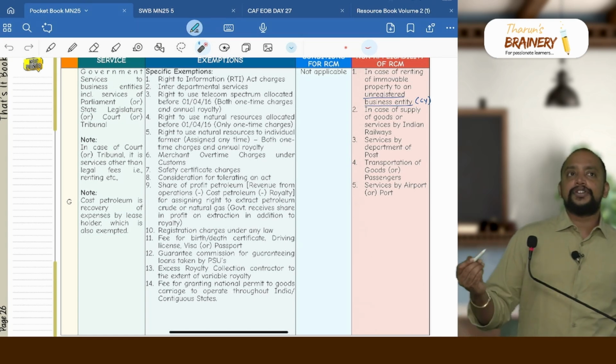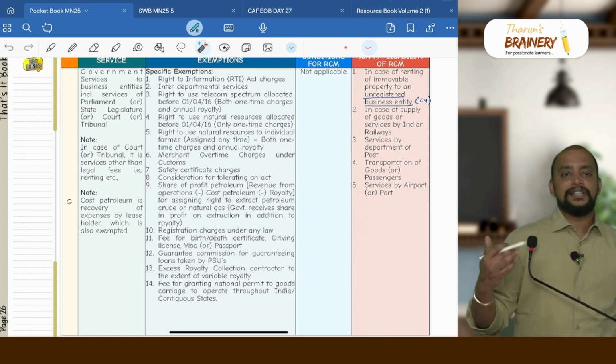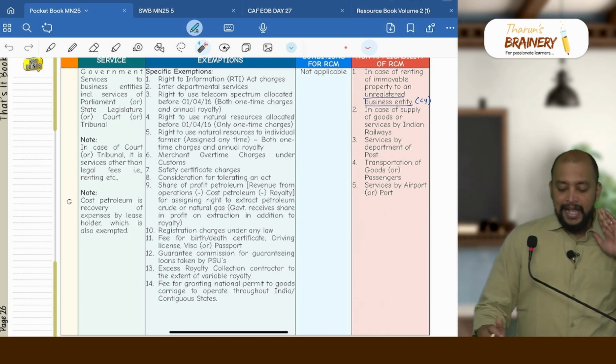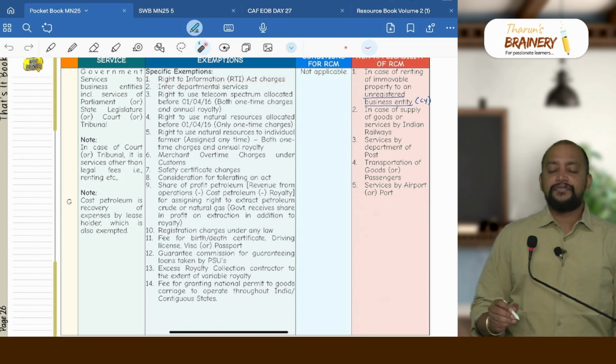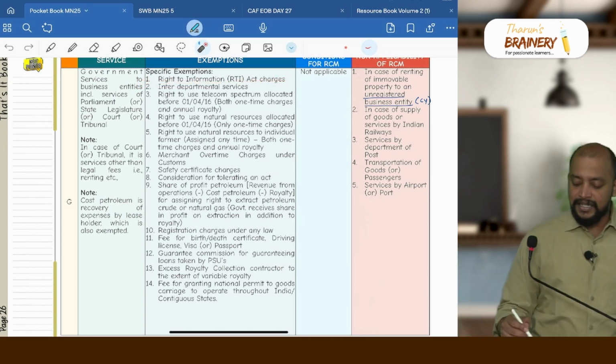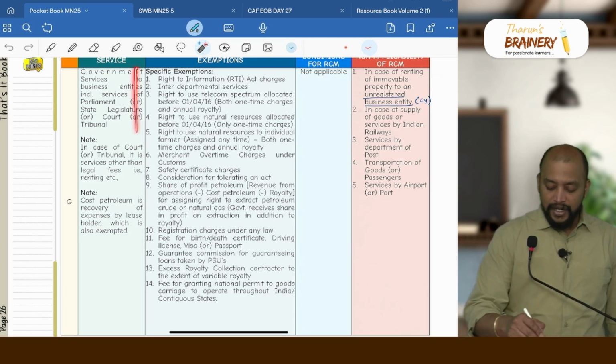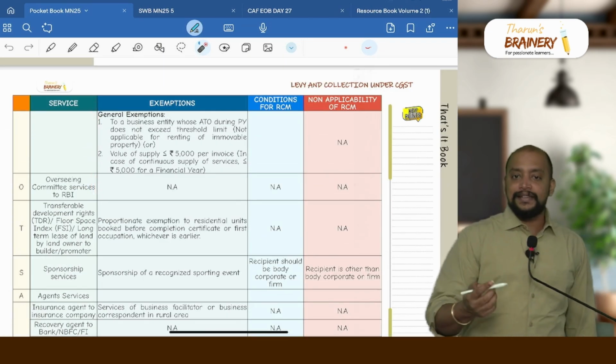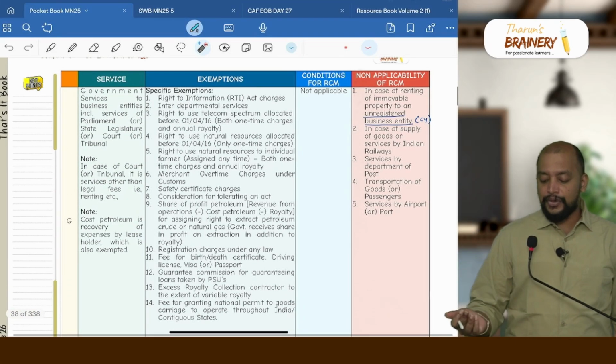In case of court or tribunal, other than legal services, all other services are covered under supply. Only legal services are excluded from supply. And here we have some specific exemptions: RTI charges, right to information tax charges, interdepartmental service. So all these 14 specific exemptions and 2 general exemptions we know in exemptions itself. Now what is extra that you need to remember?